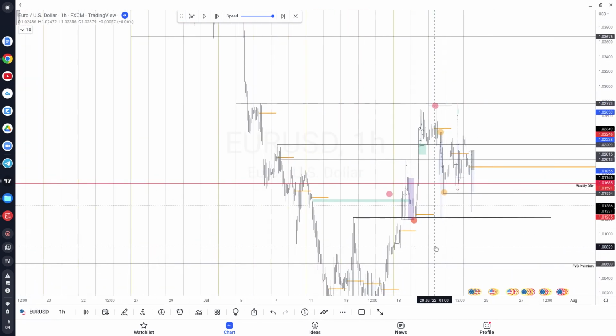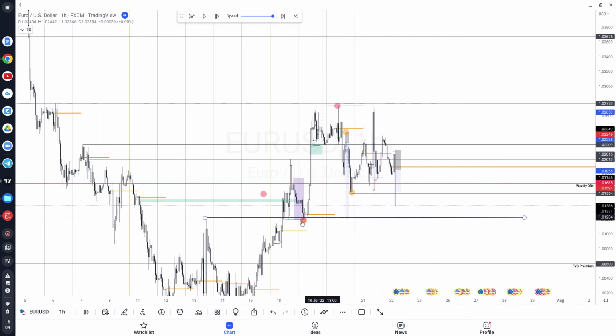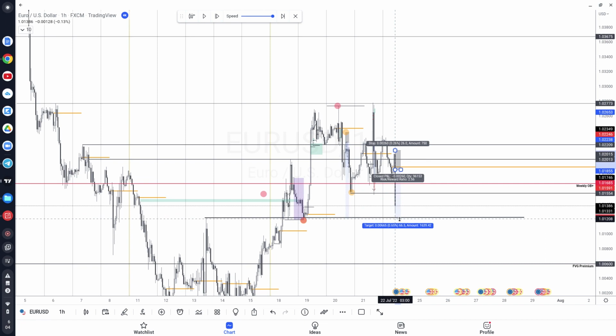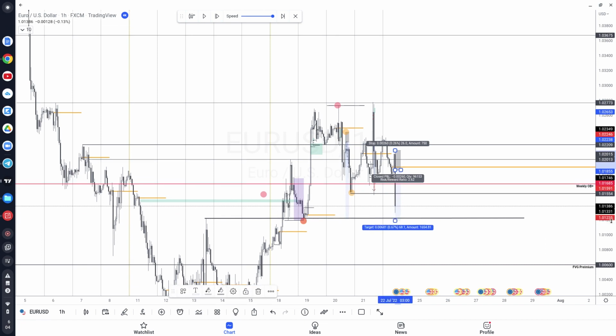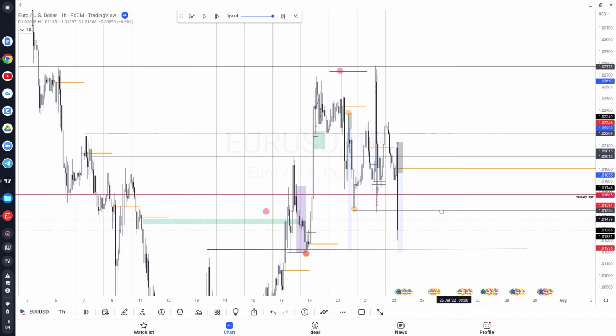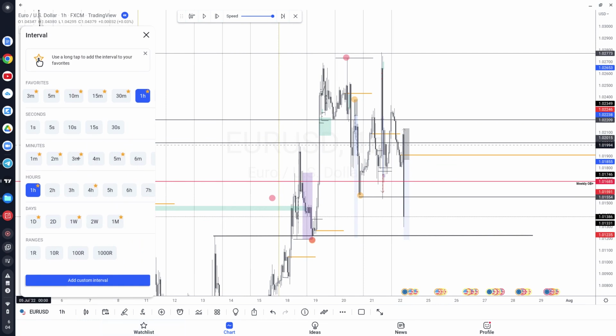I think we found that reason with this low that was created on Tuesday when that previous New York session low and the Asia low formed together. So maybe price runs this level. Going back just to reiterate so you guys catch it if you missed it.